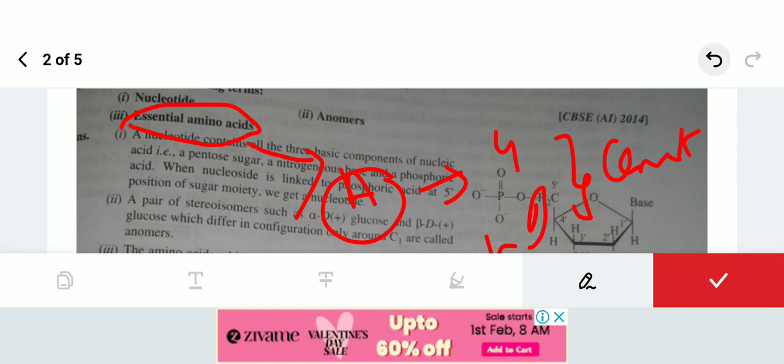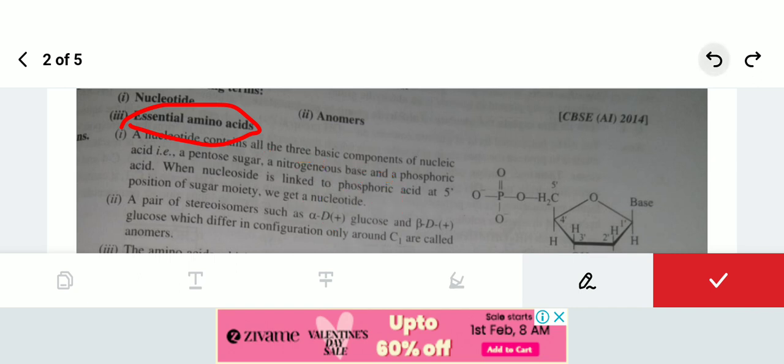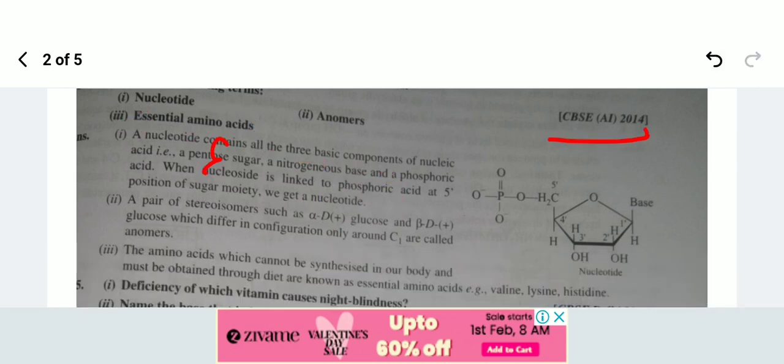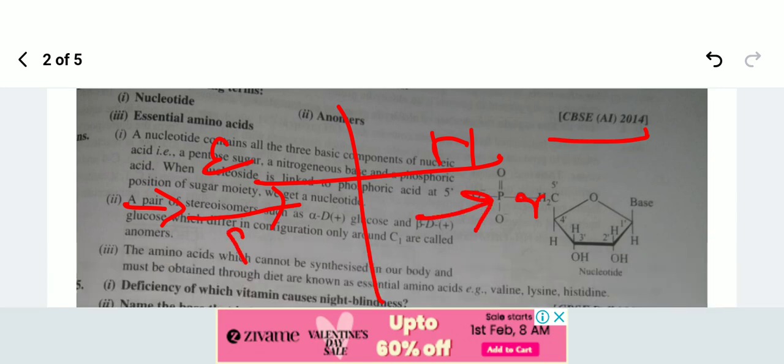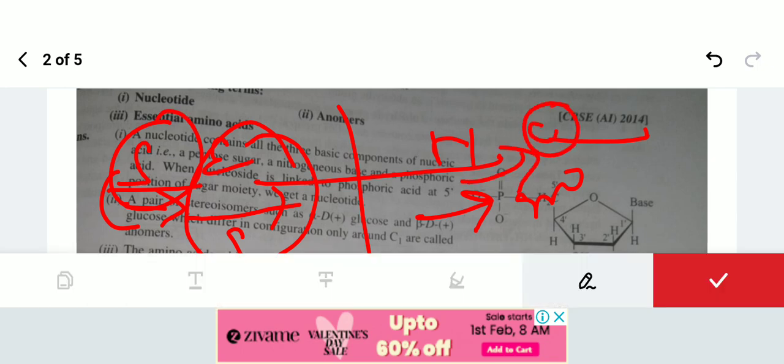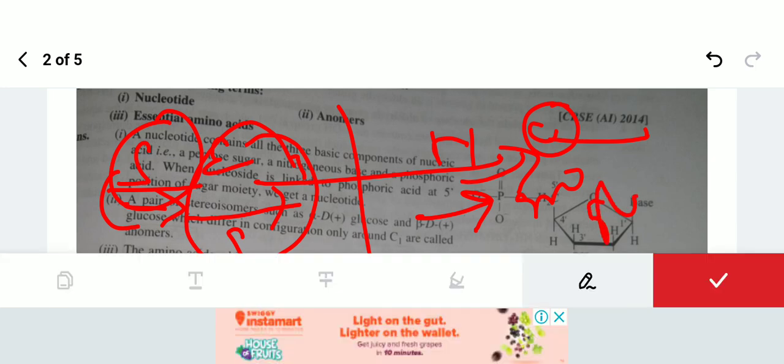In most of the PYQs, they have asked only about essential amino acids, or the difference between essential and non-essential amino acids. So you can write the difference as follows. Essential amino acids are required for growth and development, and non-essential amino acids are also required for growth and development. However, essential amino acids cannot be synthesized by the human body, whereas non-essential amino acids can be synthesized by the human body. Examples of essential amino acids are valine and leucine. On the other hand, non-essential amino acids are glycine, alanine, and so on.